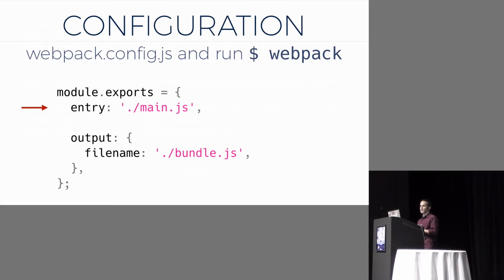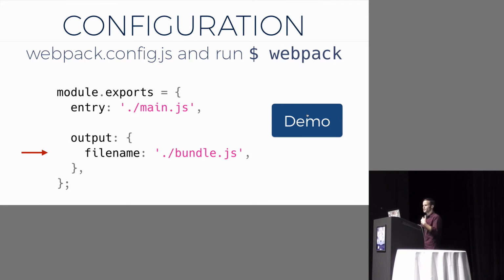We have an entry property, which is the name of your application, where it all starts. Then we have an output object, and inside of that is a filename for what you want your bundle to be called. We just want it to be called bundle.js again in this example. And then just to show you that this works, we run a demo of it.